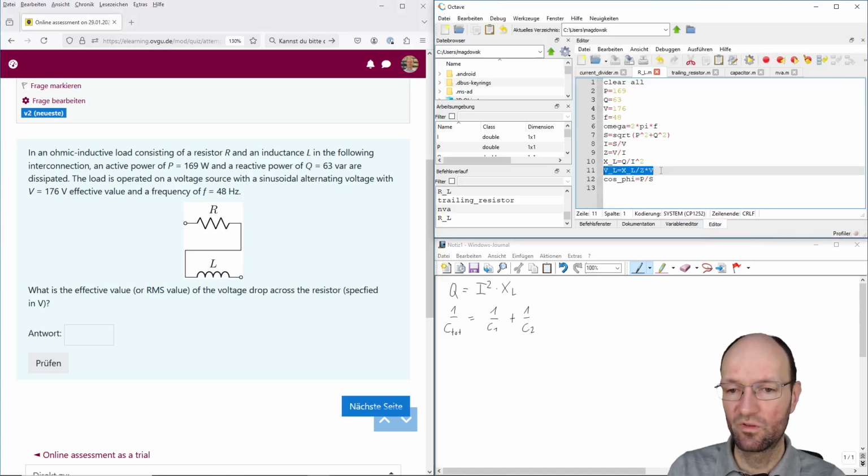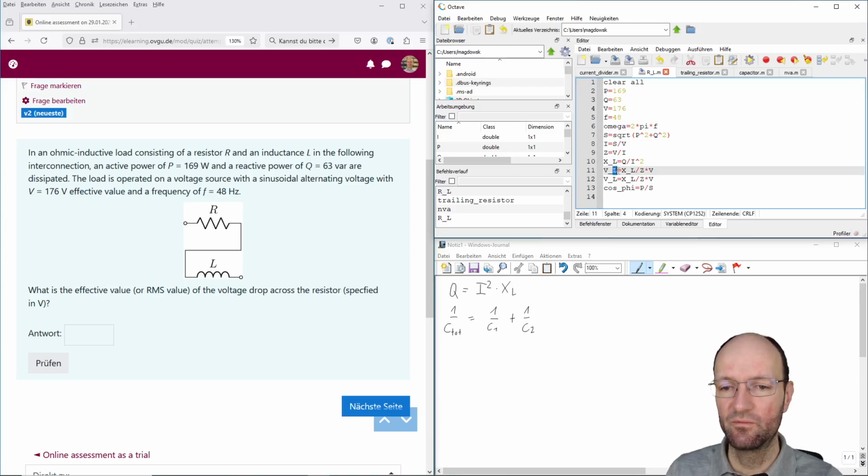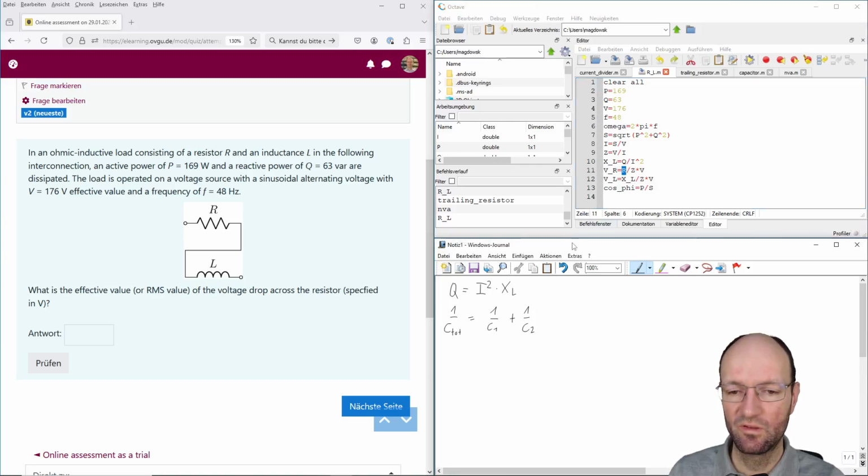So we can use the same voltage divider rule here and change V into VR into VL, and no, this was somehow wrong. And then we need to have the resistance, and the resistance is something that we can get from the active power, because active power is current squared multiplied with resistance.